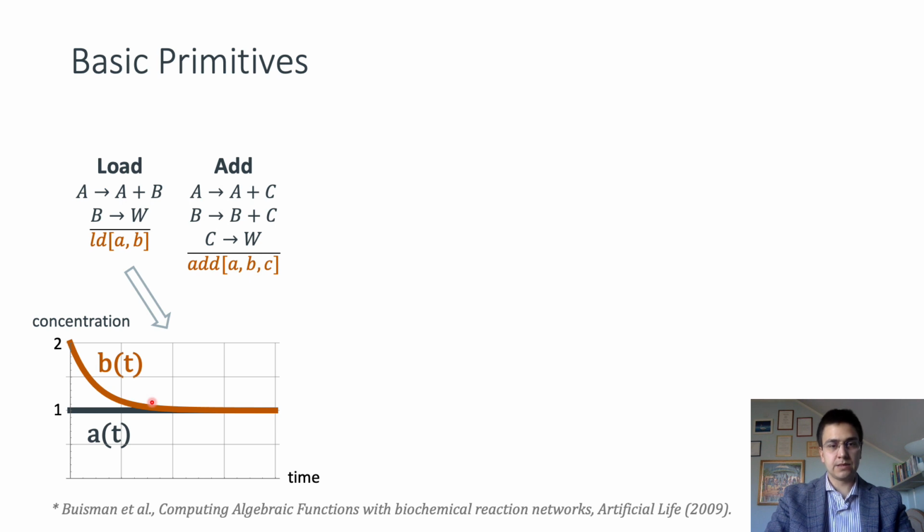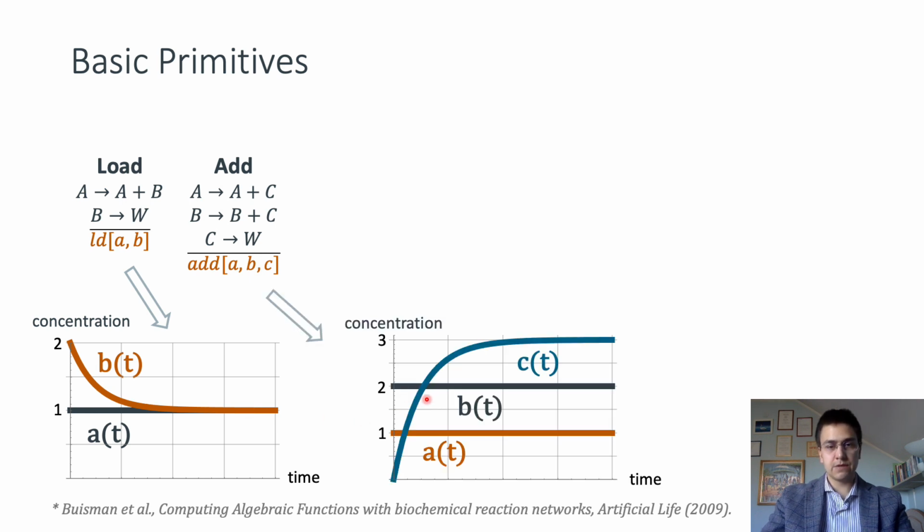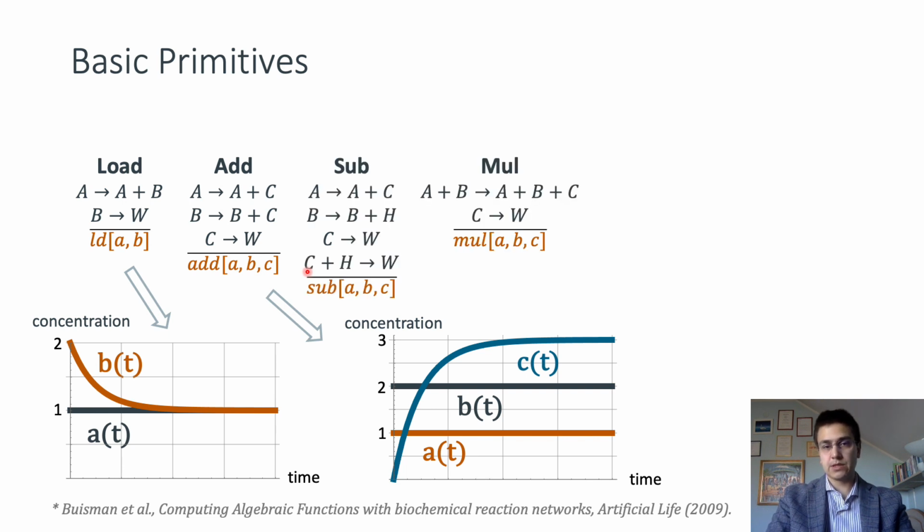Then we have add CRN. What it does, we have inputs A and B, while C approaches the value of A plus B. So C is the output. And now we can write this as add A B C instead of writing the CRN in our language. We have also others, such as subtract, multiply, divide, square root, and so on.